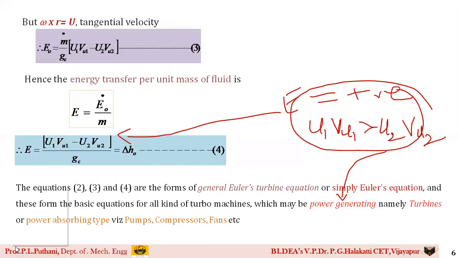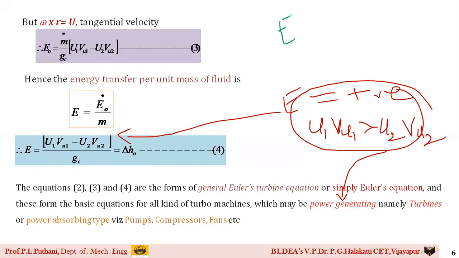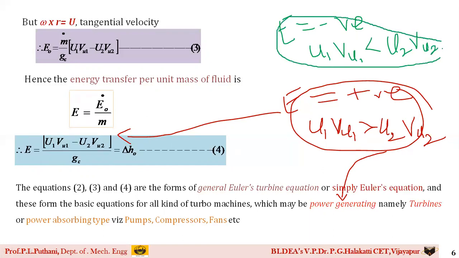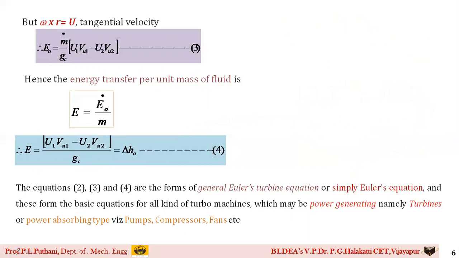Similarly, for power absorption devices, the energy should be negative. E is negative. So when E is negative, what is the condition? U1 VU1 should be lesser than U2 VU2. Then you get negative work, which means power is being absorbed. So this condition is applicable when we have the power absorbing type. These are things you need to know now.